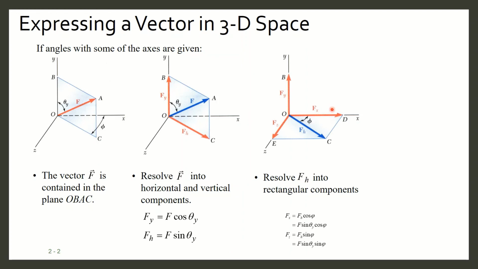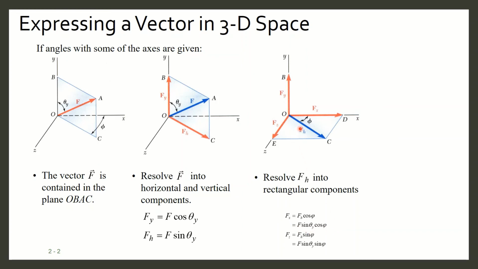Now the next step is to resolve this Fh into x and z components, because in y we have already resolved. Now this angle phi we know from here. So this Fx will be Fh cos phi. So Fx is equal to Fh cos phi, and Fh you can replace from here, that is F sin theta y. So then your Fx will be F sin theta y cos phi.